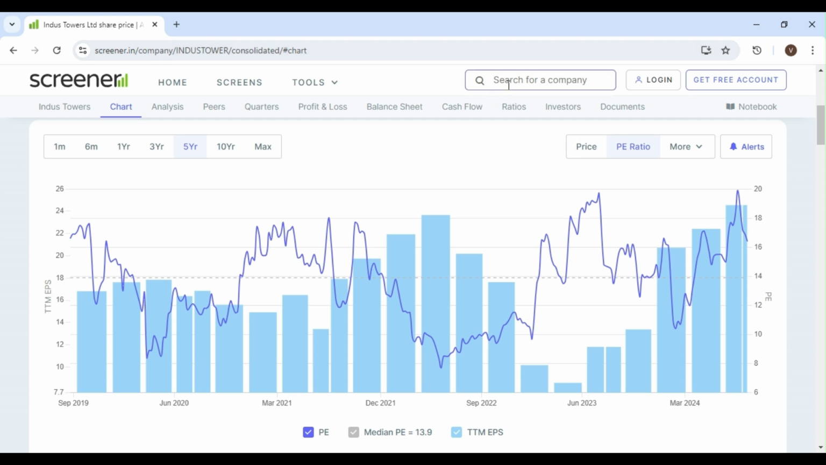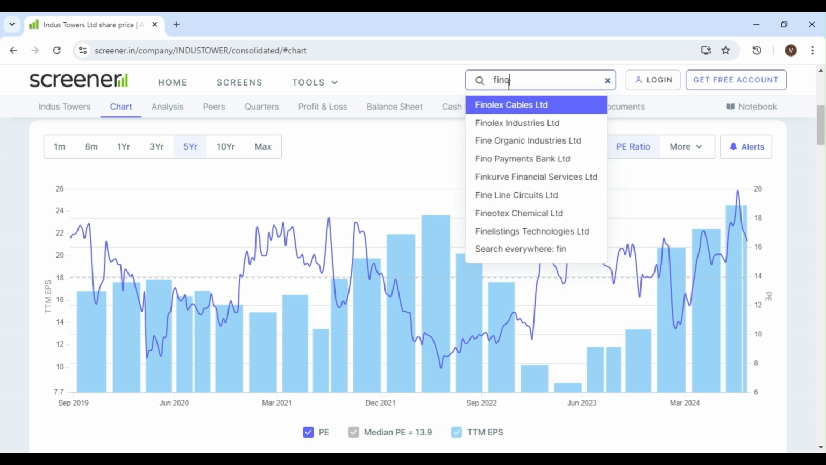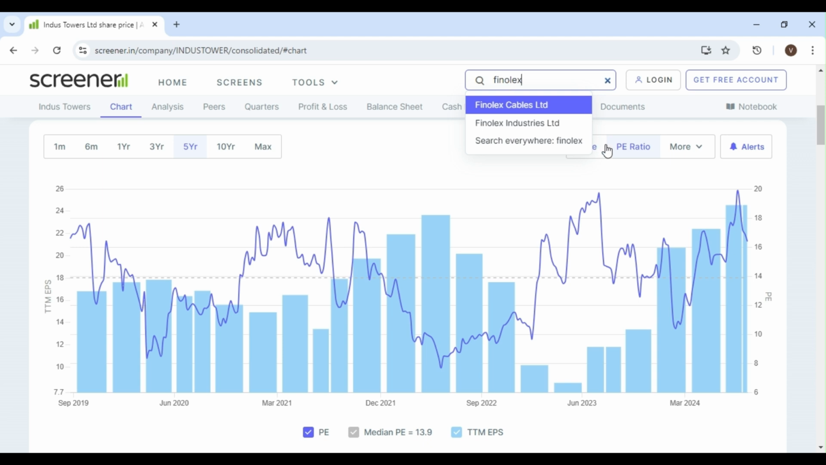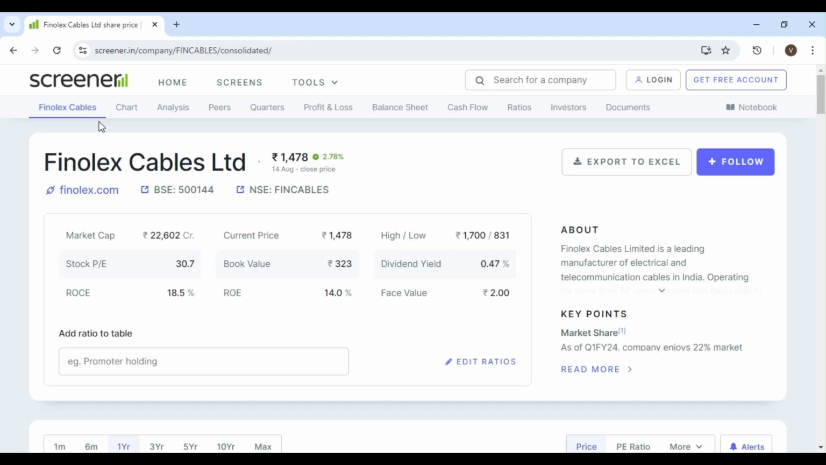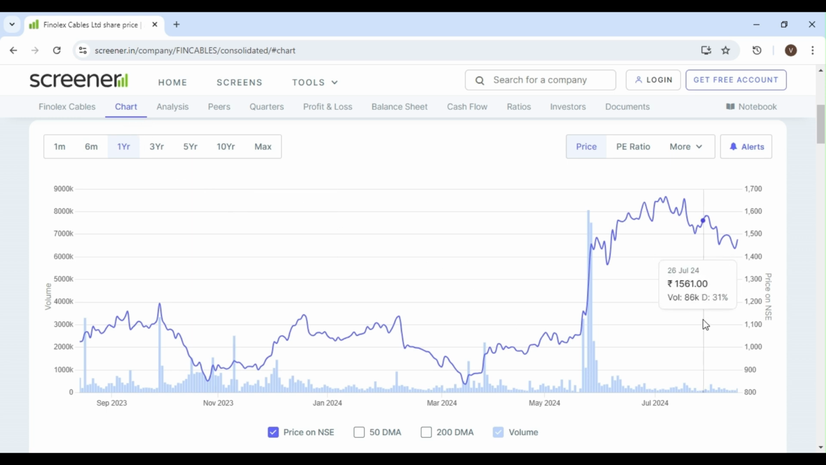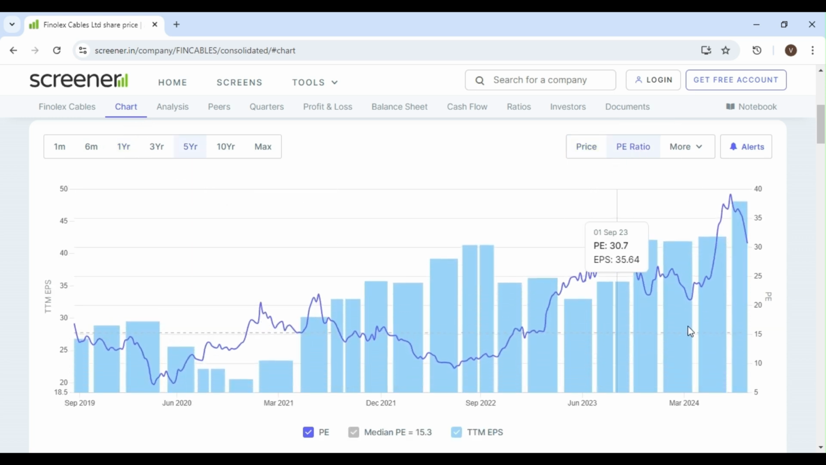Now we will go to the next stock, that is Finolex Cables. We will go to the chart. We will see the PE ratio of the company. EPS 42, 42.861, 42.61. So it is 36 times, 30 times, 21 times.